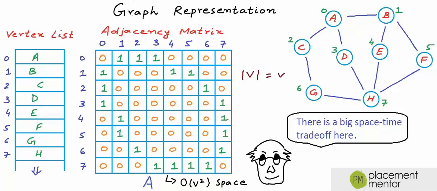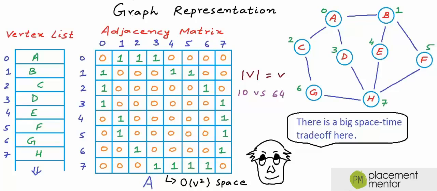But if the graph is sparse, that is, if the number of edges is a lot less than V square, then we are wasting a lot of memory in storing these zeros. Like for this example graph that I've drawn here, in the edge list we were consuming 10 units of memory. We had 10 rows consumed in the edge list, but here we are consuming 64 units.